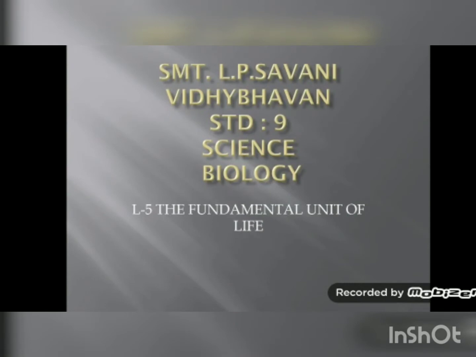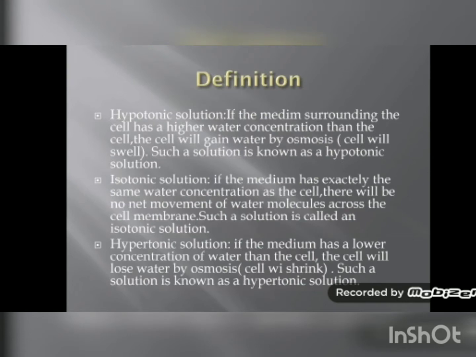Hello students, I am here with the second part of 9 Science, 5th chapter, that is of Biology, the fundamental unit of life. Now here I will start with the definition of three types of solutions which are found around cells. In the previous video you must have seen a short video upon the types of solution, that is hypotonic solution, isotonic solution and hypertonic solution. First we will discuss what is hypotonic solution.